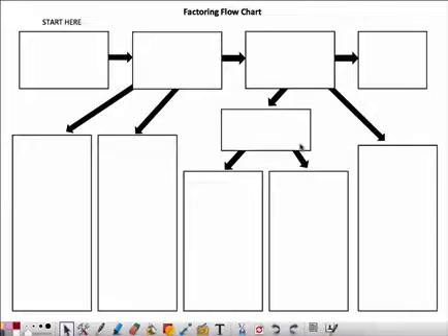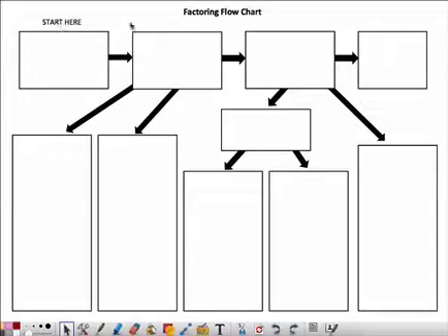Okay, this is the video to fill in your factoring flowchart. Now I'm going to go over all the methods of factoring, but in very little detail, just kind of skim over them. This is a video to help you know when to use which method depending on what you're given. If you need more detail on any of these methods, refer to one of my other videos.